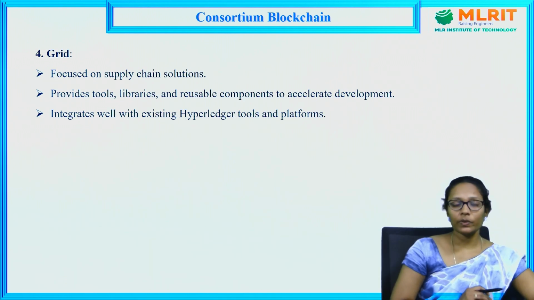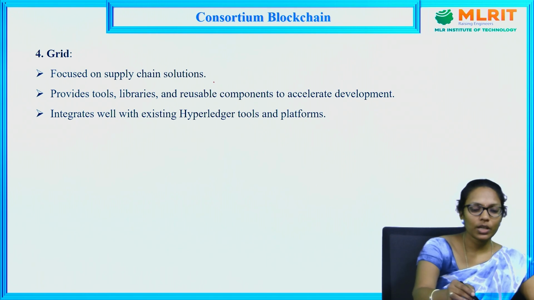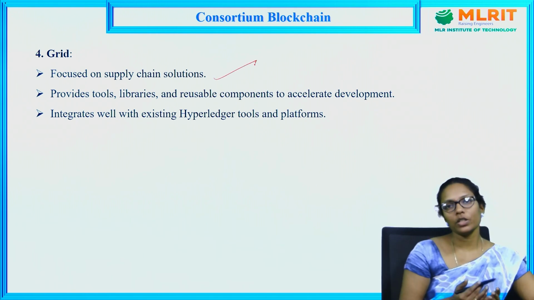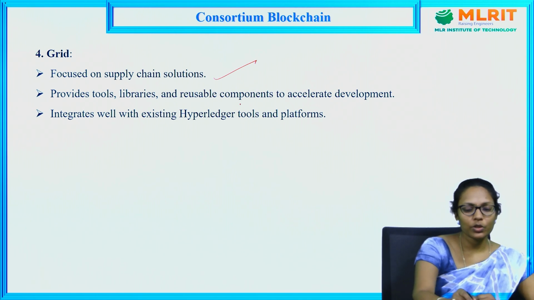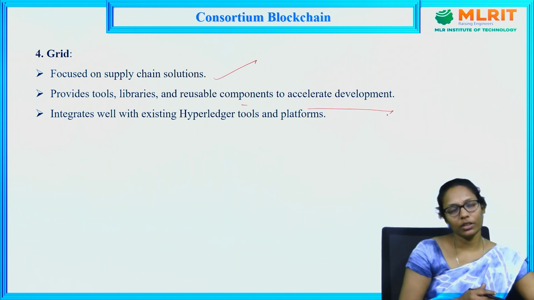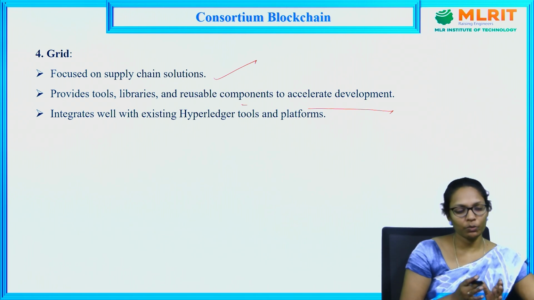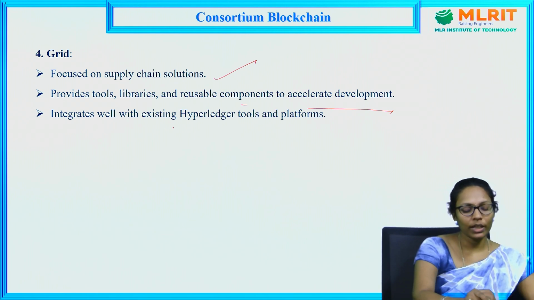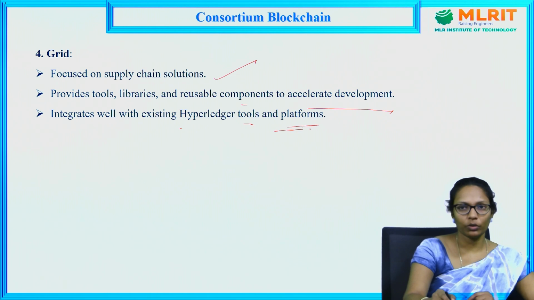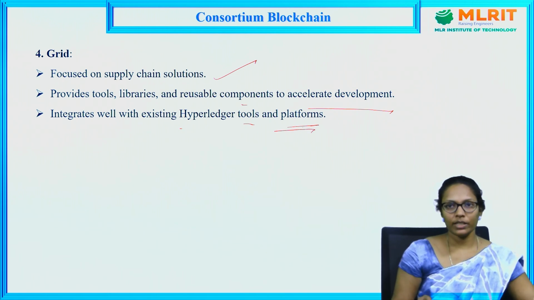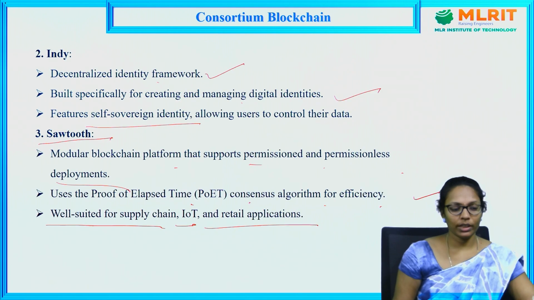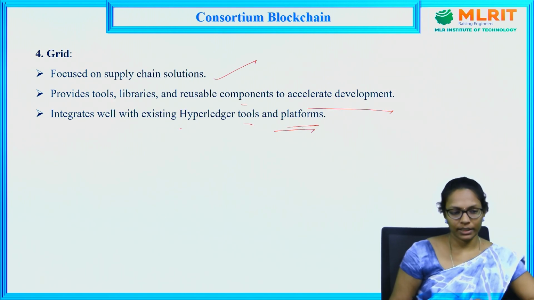So next, the last one is Hyperledger Grid, focused on supply chain solutions. If you want to design a supply chain solution, then you can go with Hyperledger Grid. It provides tools, libraries, and reusable components to accelerate development. So to design your blockchain, it will provide all the libraries or tools, whatever you want. It integrates with all existing Hyperledger tools and platforms. So you can also integrate this Grid with the existing tools we discussed, like Indy, Sawtooth or Fabric.